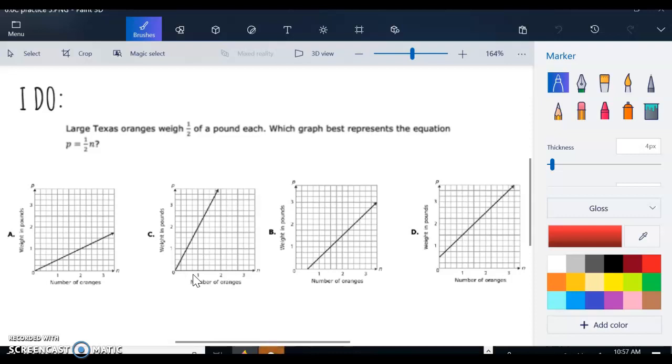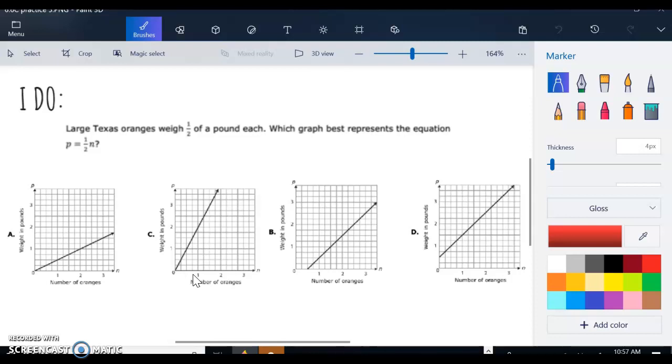This time we're going to be dealing with representing equations and their relationships between them and graphs. Okay, so we're going to learn how to analyze a graph and represent it with an equation. So here we go. First part I want to do is read the question out, and then from the question we're going to make a table of values based on the equation.